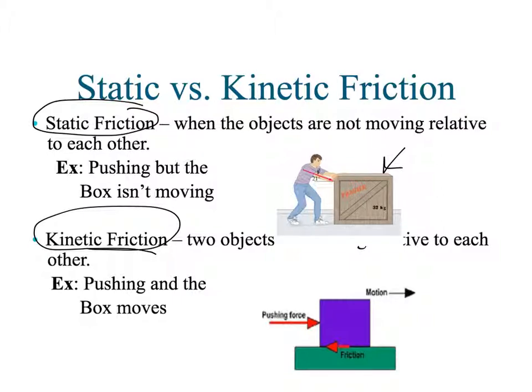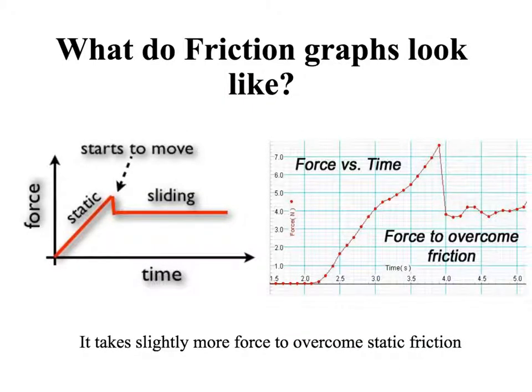That's kinetic friction. If we graph force versus time and start looking at friction, we see that there's a relationship here of static friction and sliding or kinetic friction. Sliding friction and kinetic friction are the same thing in this case. Just so you know, two terms for the same thing. Static friction always takes a little bit more force to overcome. And then once you're sliding and moving, your kinetic friction is a little less force.